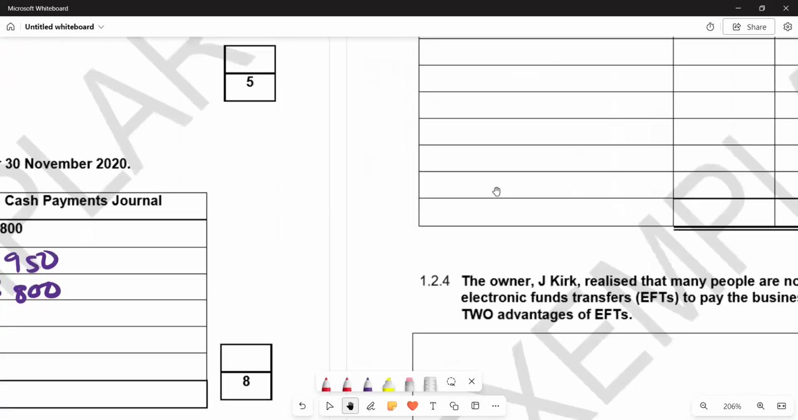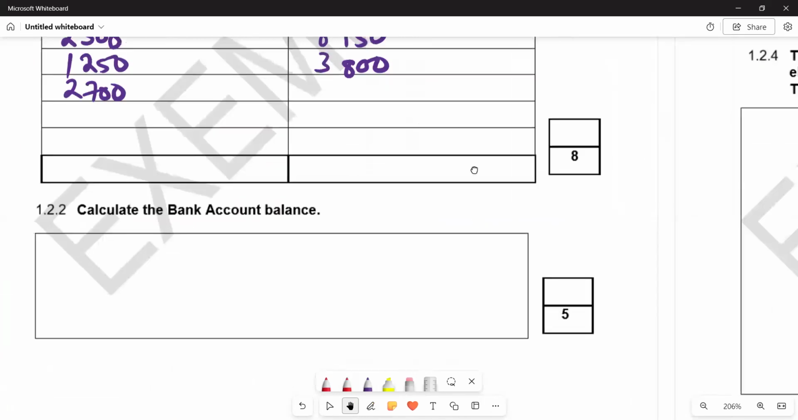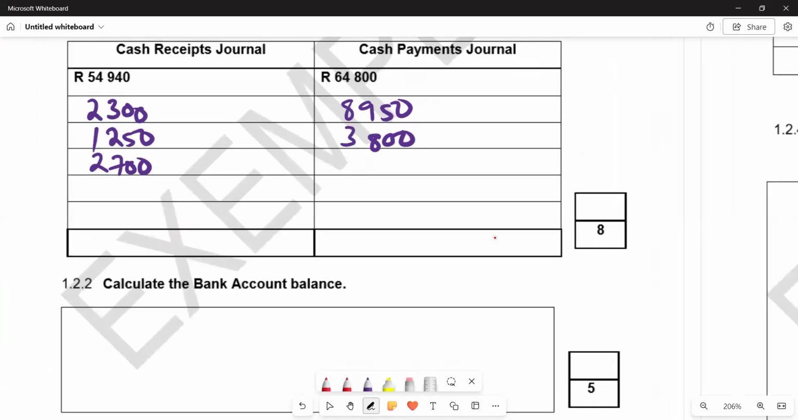So you come here, you see that. So we are saying under the cash receipt journal, we're having 16,500. And then we go again to check on the next item.